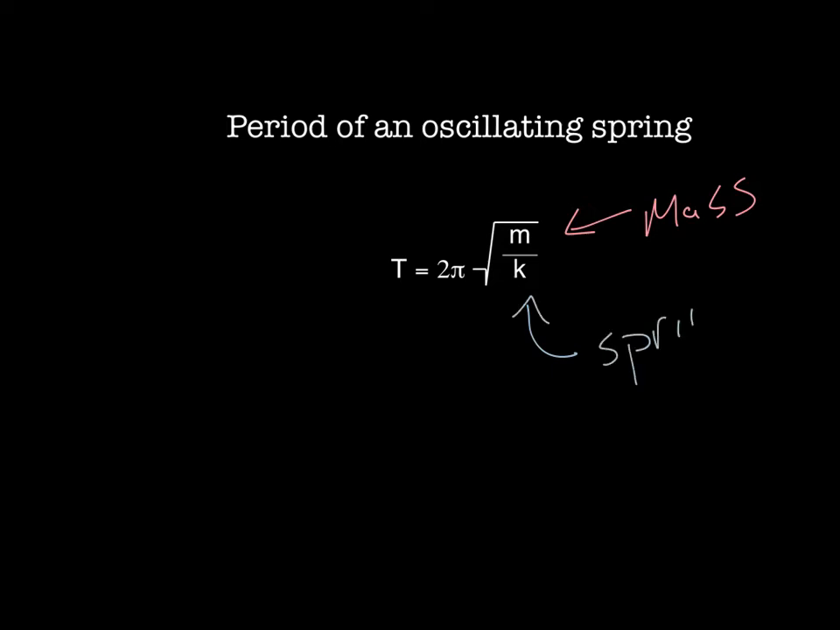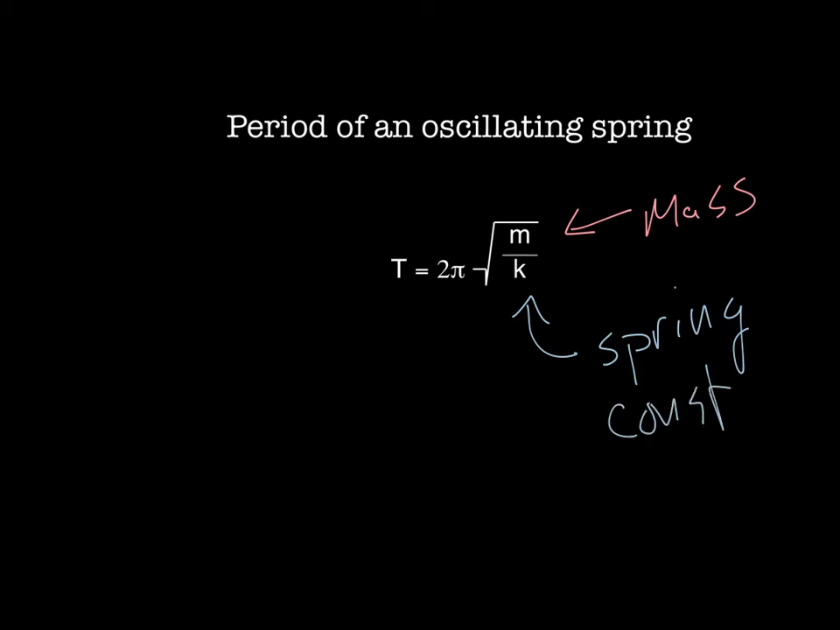Okay, so let's talk about the period of an oscillating spring and the equation that goes along with it. The equation for this is T equals 2 pi times the square root of m over k, where m is the mass on the spring and k is the spring constant that we get from Hooke's law.